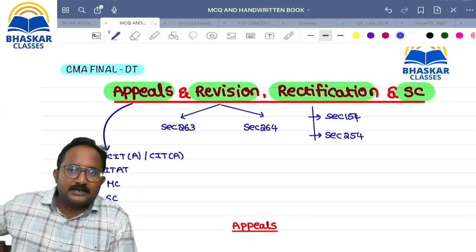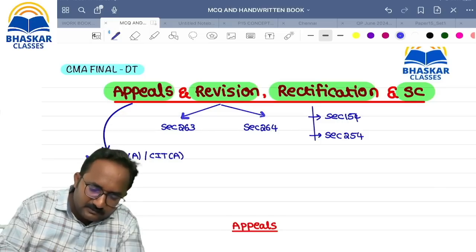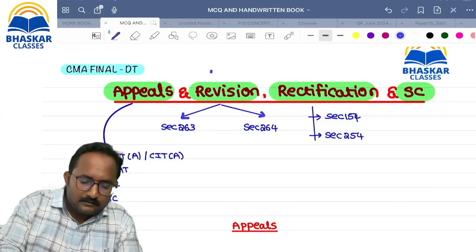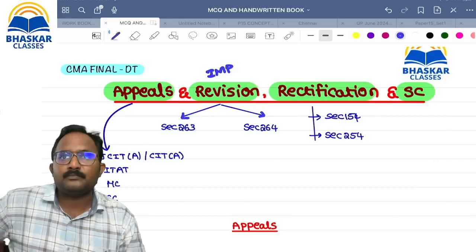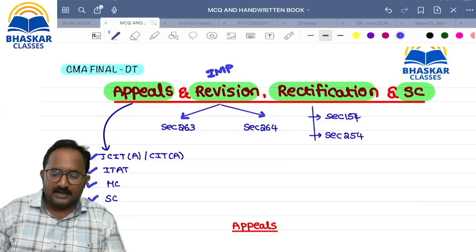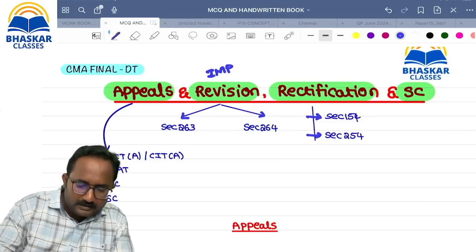What do you mean by appeal? I will tell you first. Next we have revision. What is the revision? Section numbers 263, 264. Very, very important section numbers. Please try to remember these 2 section numbers also. Then after that we have rectification, sections 154 as well as 254.